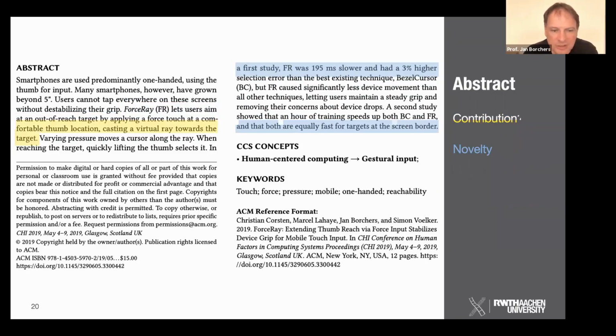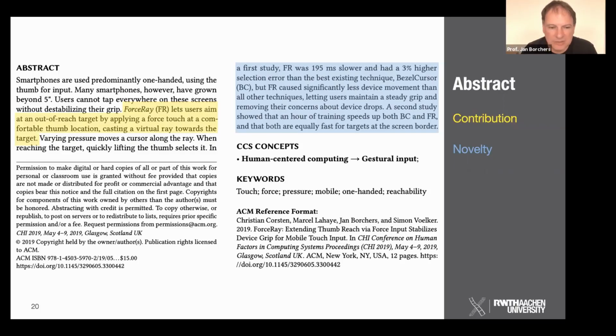And then comes, in the first study, this was that much slower and that much had higher selection rate than the best existing technique, but caused significantly less device movement than all other techniques. So it's already explaining we are not going to be the fastest or the most accurate, but we're going to keep people from dropping their phones. Basically, that's the key message here. So this is showing where the novelty of this thing sits. You could also say in a way that this is part of explaining the benefit of what we're doing.